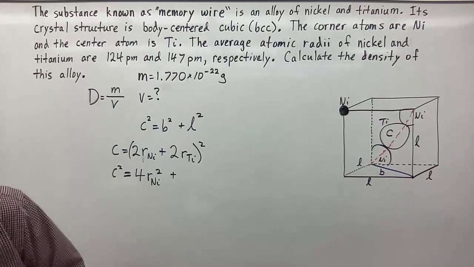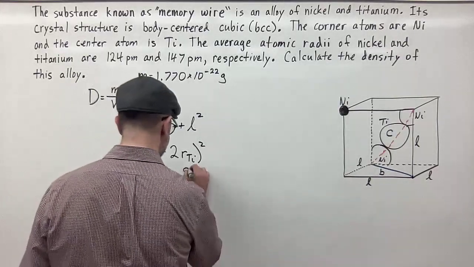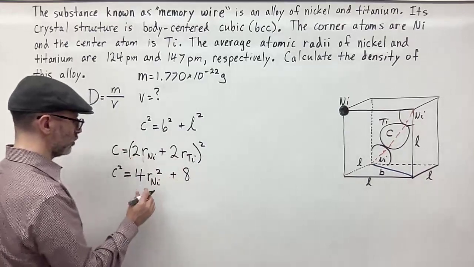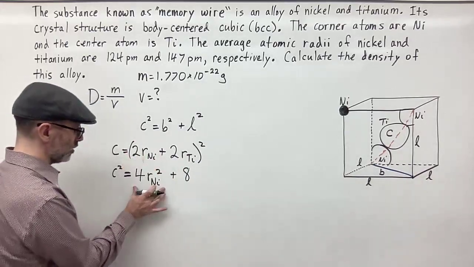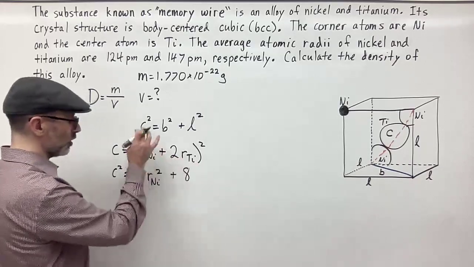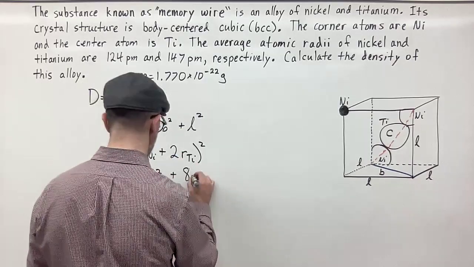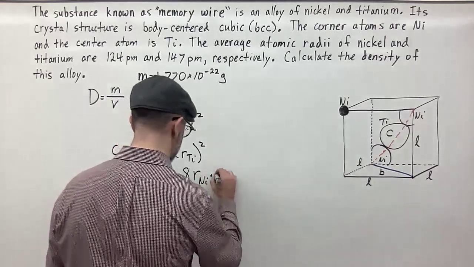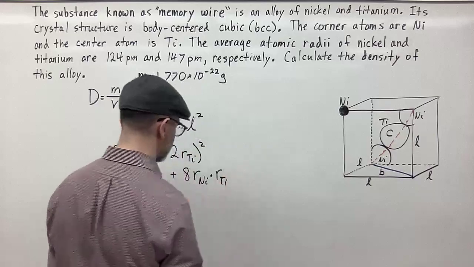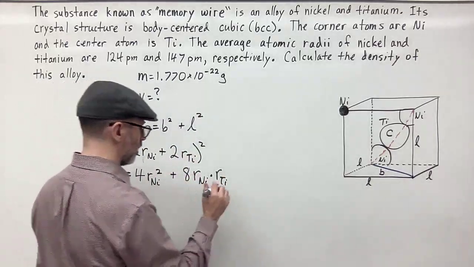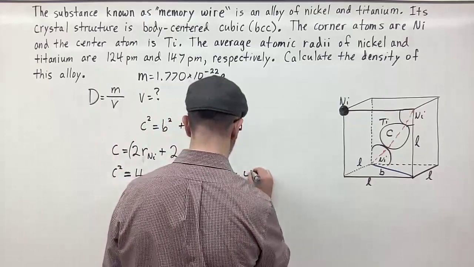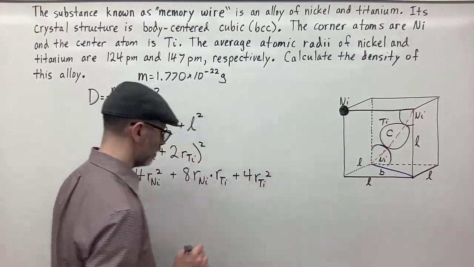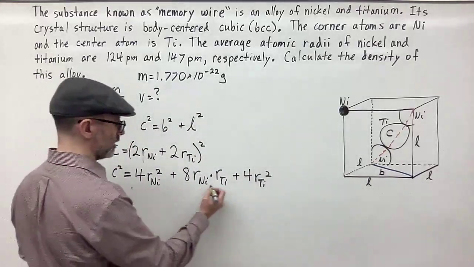It'll be 8 times these two. So we multiply these together and multiply by 2. So we take the square of this to get this one. Multiply these two together and then multiply by 2. We get 8 times the radius of nickel times the radius of titanium. And then we take the square of that. So it gets 4 radius titanium squared. So this is equal to c squared.